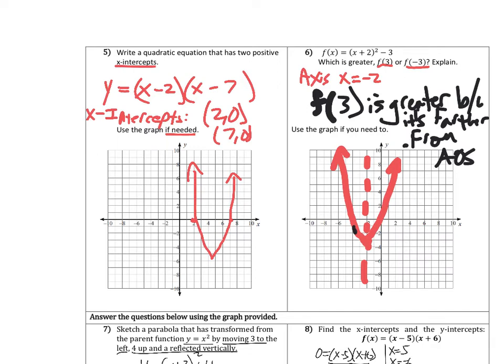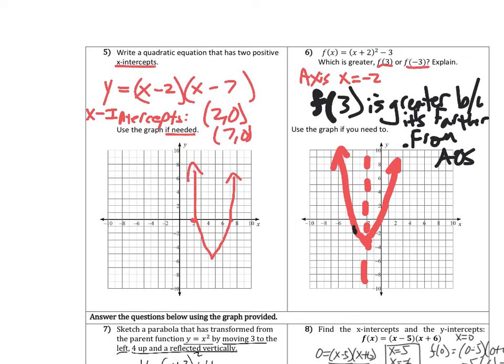Now for the y-intercept, we want to set x equal to 0. So we need f of 0. And we're going to do 0 minus 5 and 0 plus 6. And negative 5 times 6 gives us negative 30. So the y-intercept is y equals negative 30. Way down there. All right.